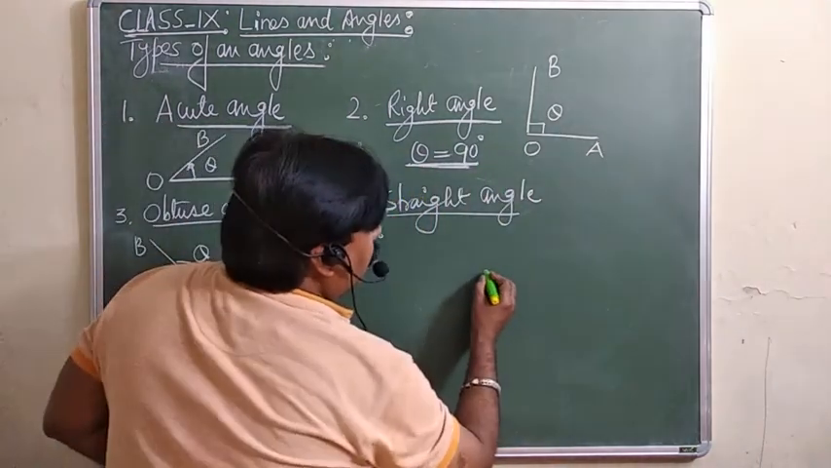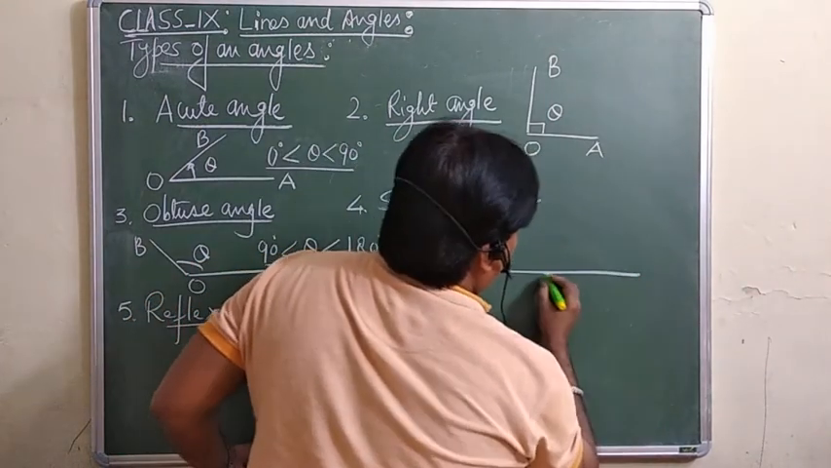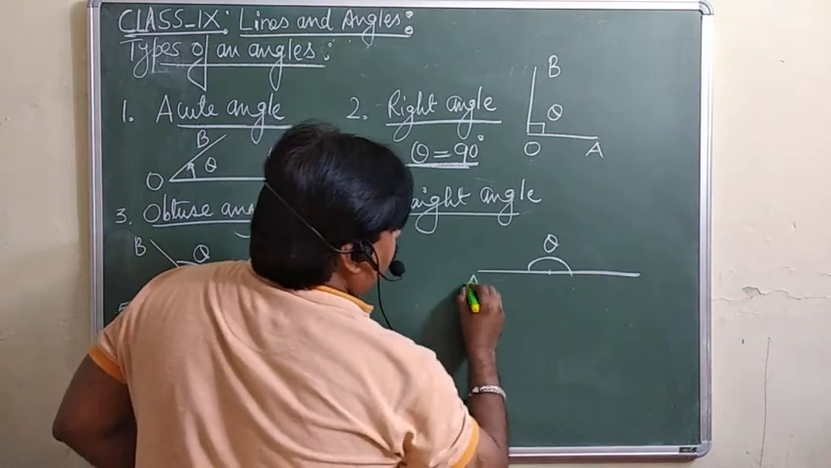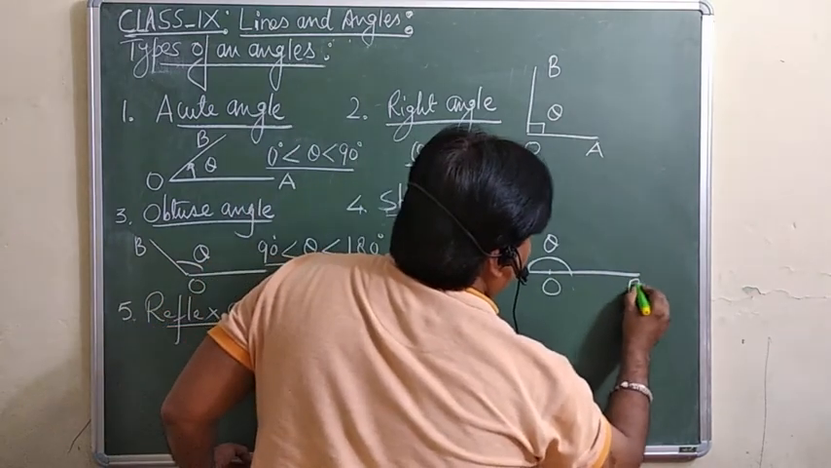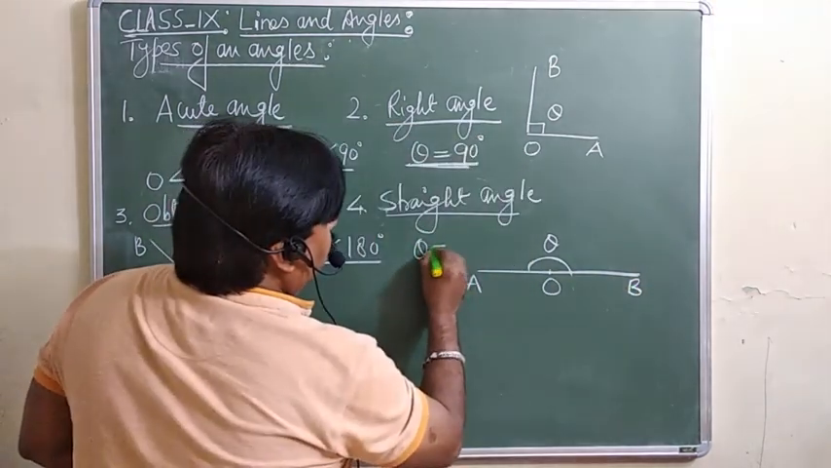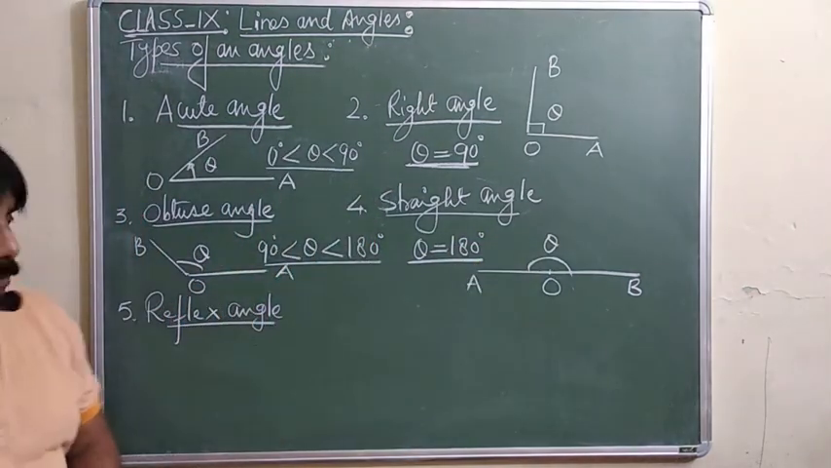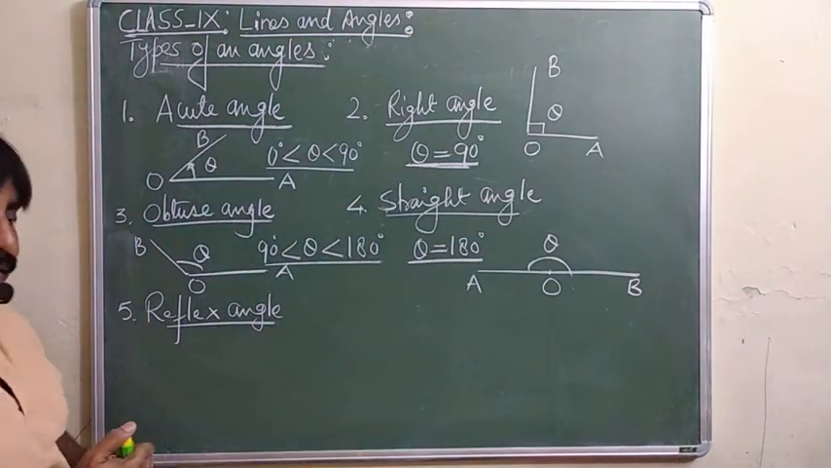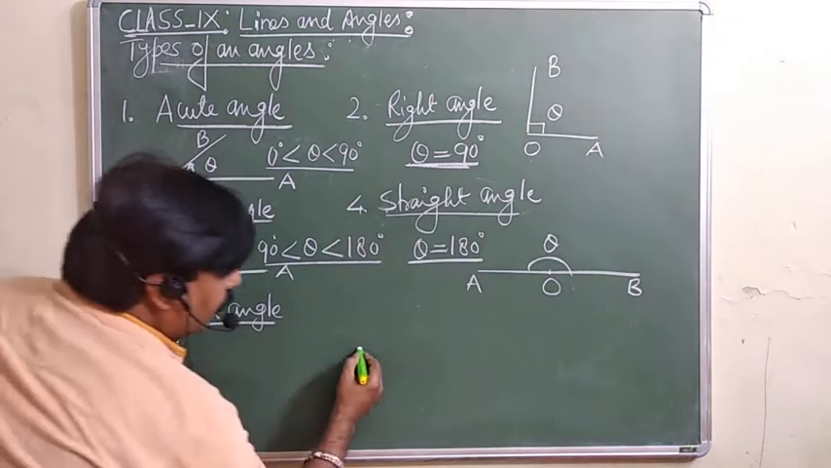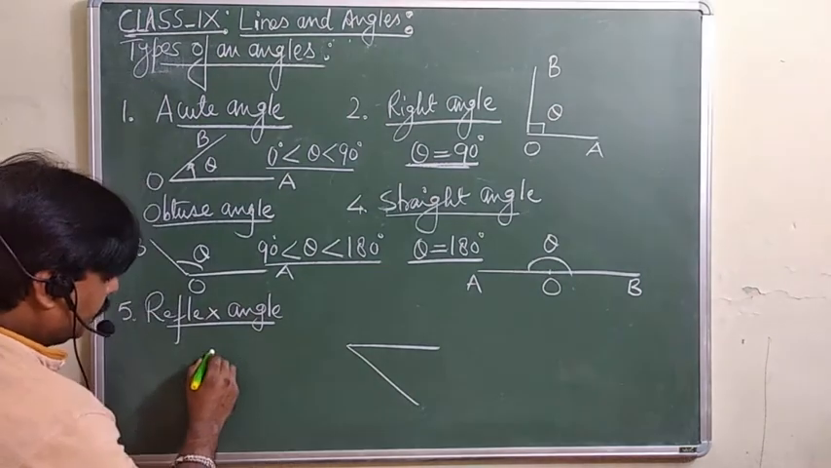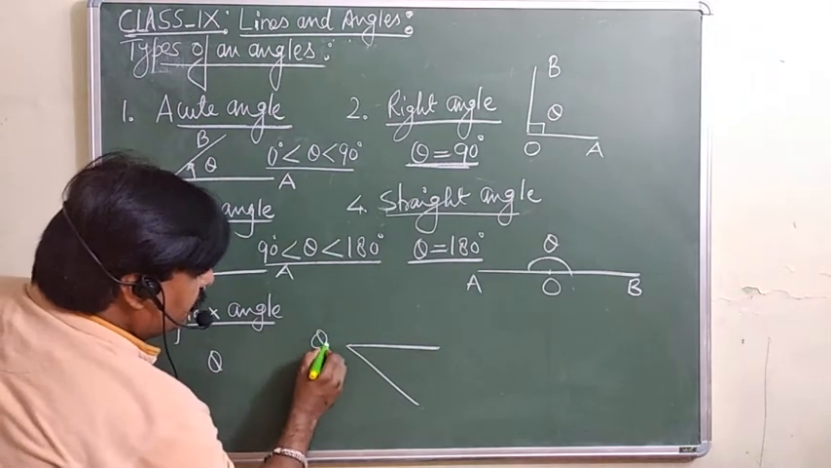Now, straight angle. To become a straight angle, your angle should be equal to 180 degrees. Here you are taking AOB, this angle theta is equal to 180 degrees, then you can say this is a straight angle. Now, reflex angle. To become a reflex angle, the angle should be greater than this theta we are taking, this angle.